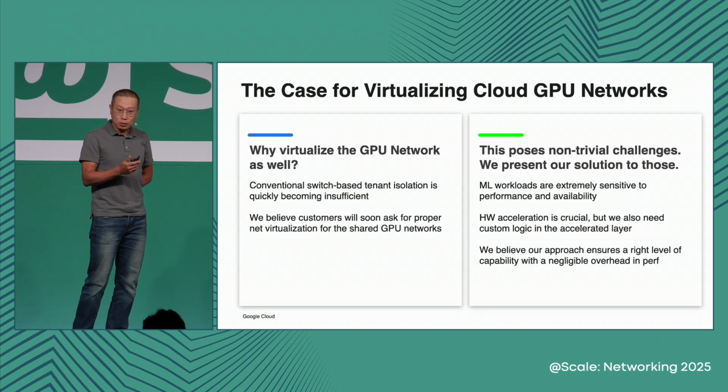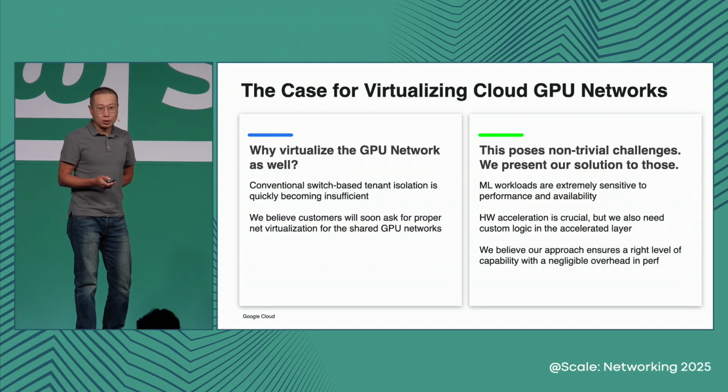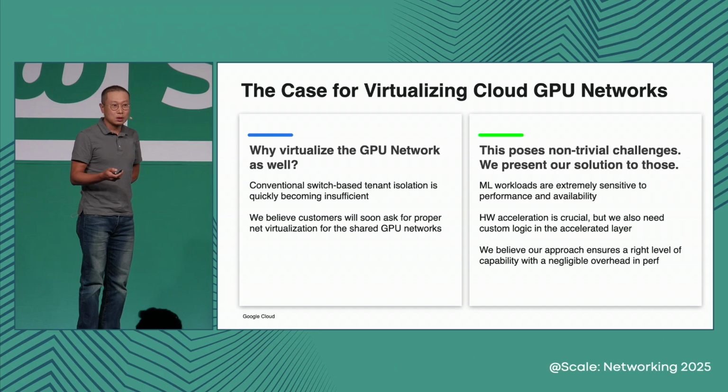Because of performance reasons, we have to accelerate this, and doing this acceleration without introducing high availability issues is one of the key things that we had to achieve. And then we're going to talk about the details today here.